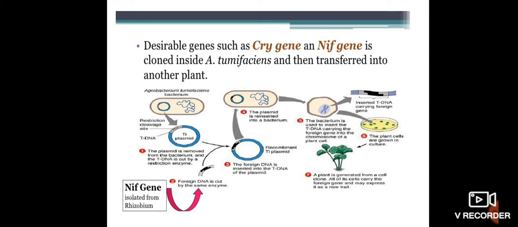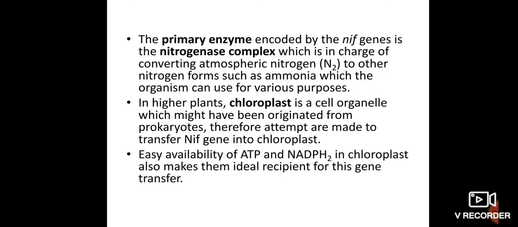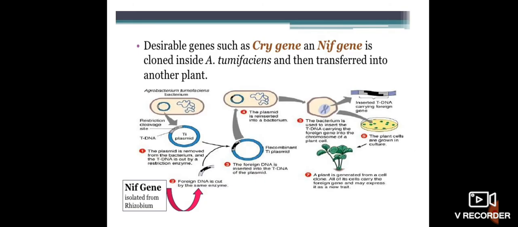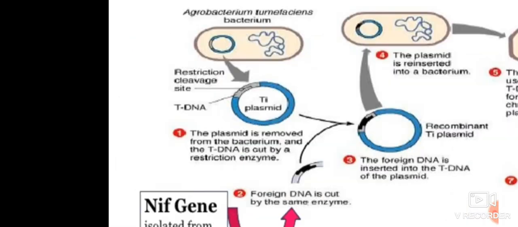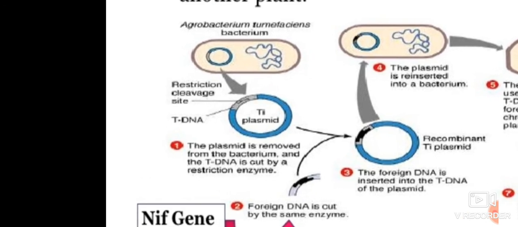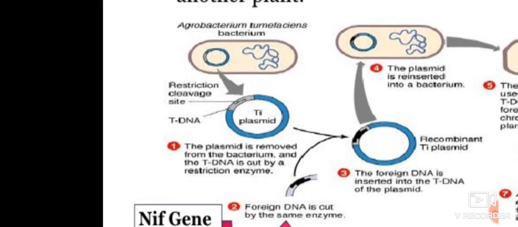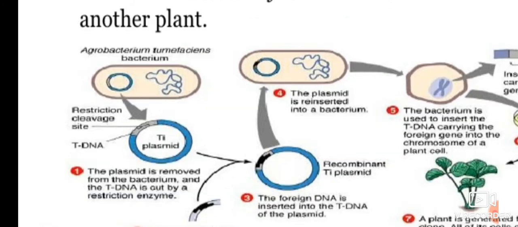So here, as you all can see, this is a bacterium called Agrobacterium tumefaciens, and here you are taking out the plasmid. What is this? This is the Ti plasmid. This bacterium is a soil bacterium.